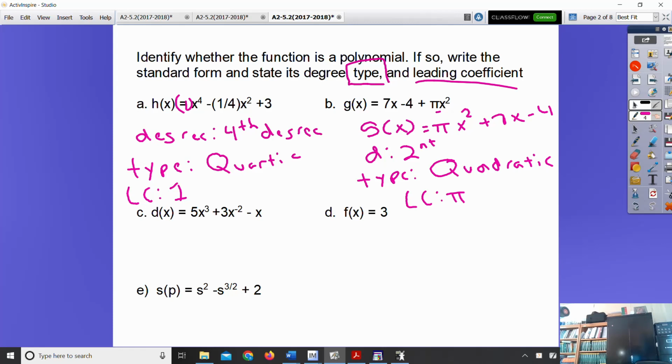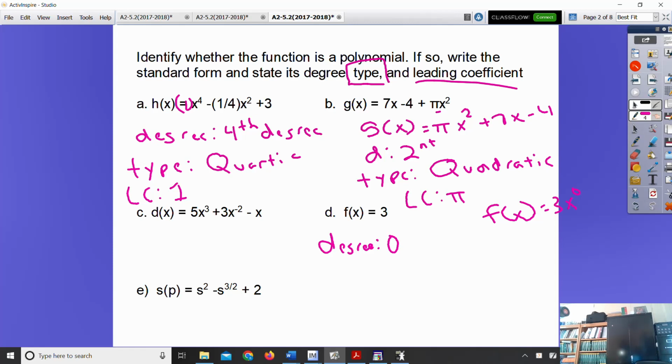We also decided that D was a constant. I think we wrote it as 3x to the 0. I think it has no choice. It's already in standard form, isn't it? Nothing you can do to that. It's in standard form. What's its degree? I guess it's 0. The degree is 0.